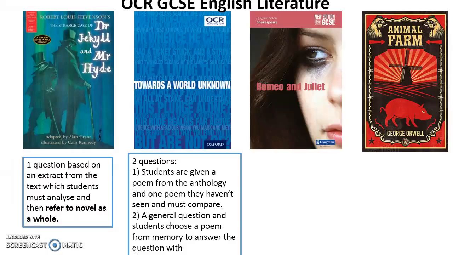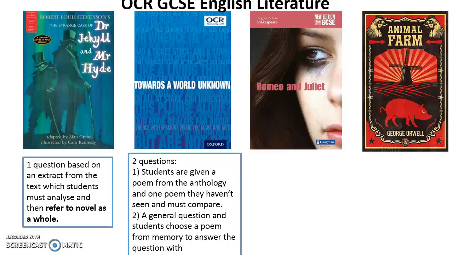For the poetry, there are two questions. For the first question, students will be given a poem from the anthology printed there in front of them, and then they'll be given a second poem that they've never seen before, and they will be asked to compare the two poems. So we've been doing a lot of work on poetry comparison skills. And then there'll be a second question in which students will be asked a general question, and they'll be asked to choose a poem from memory to answer the question with.